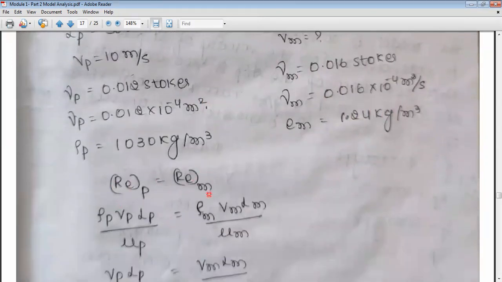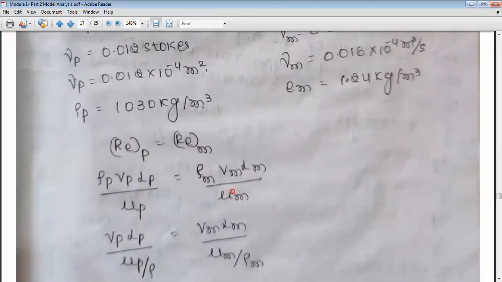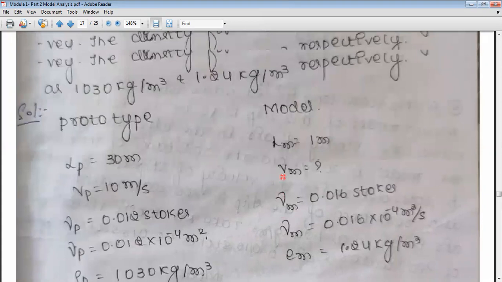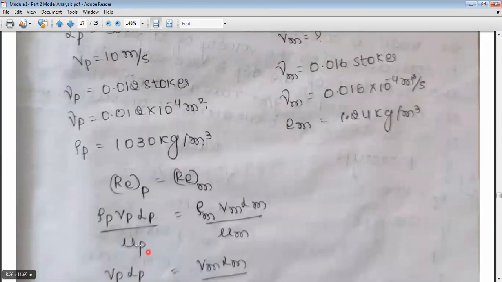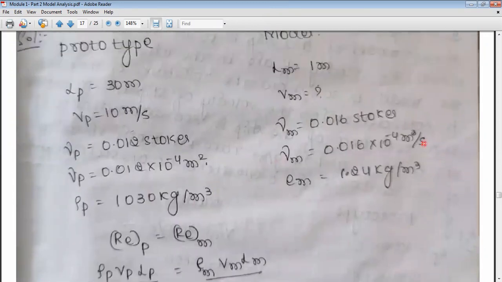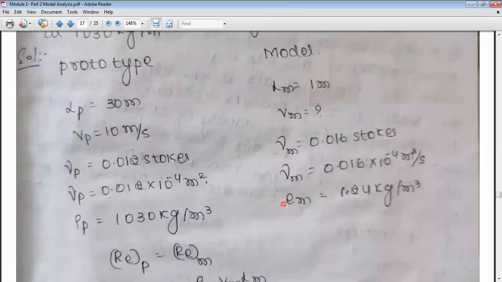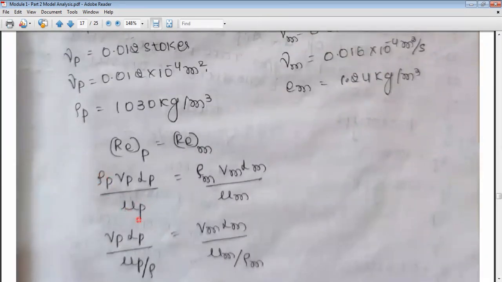Then you apply the Reynolds model law, and here the viscosity is not given. Instead, he has given kinematic viscosity, okay, not dynamic viscosity. Most of the people get confused with this. If you blindly substitute the kinematic viscosity value where viscosity is needed, it is wrong. So whenever the kinematic viscosity is given, you take the density to the denominator.